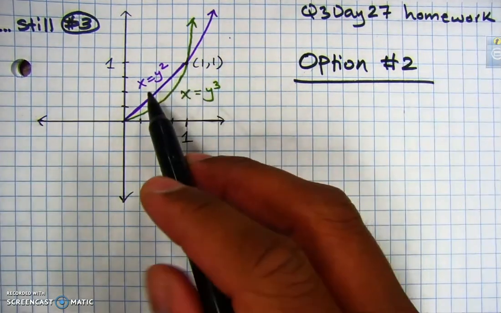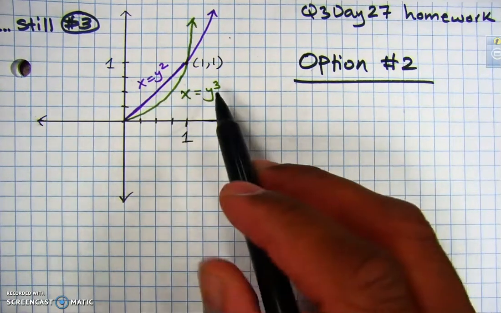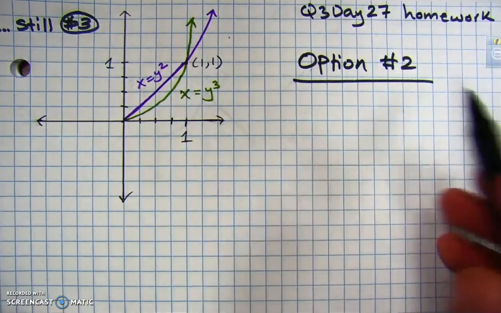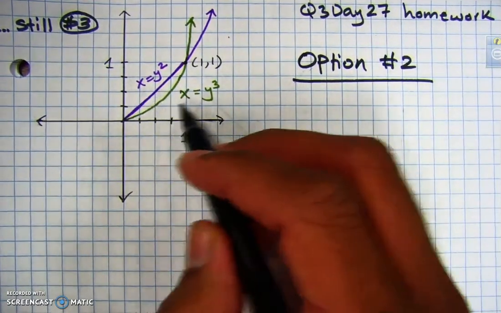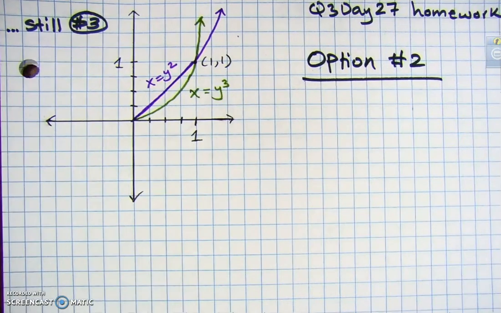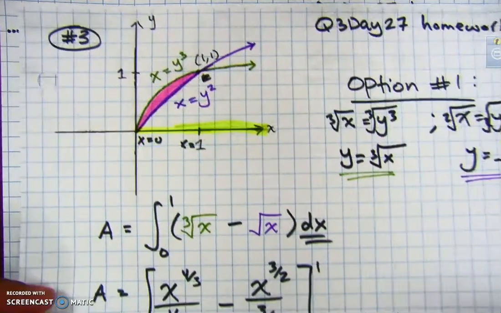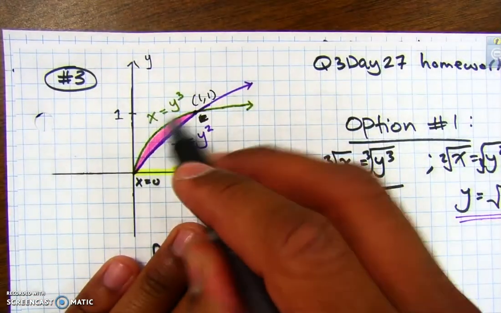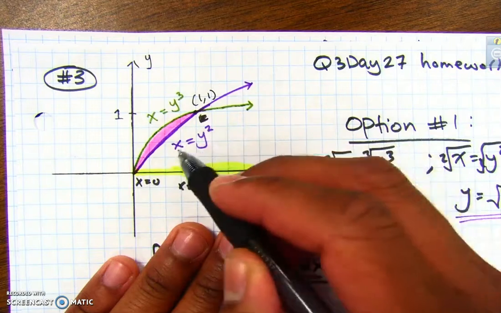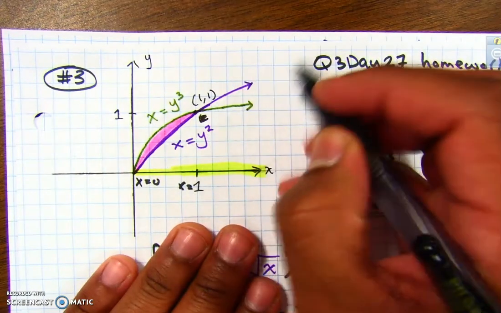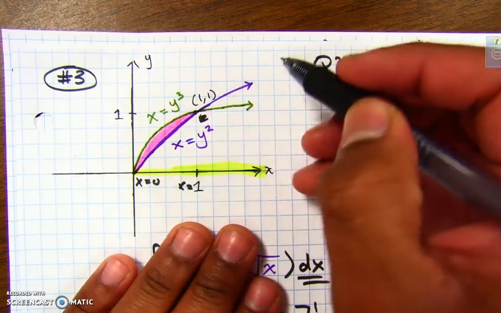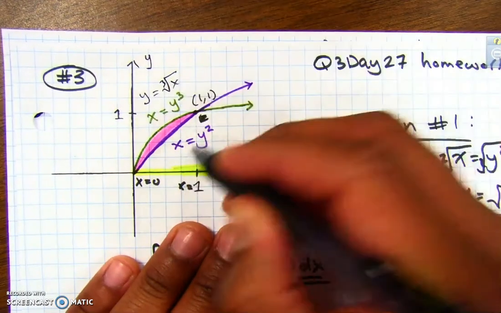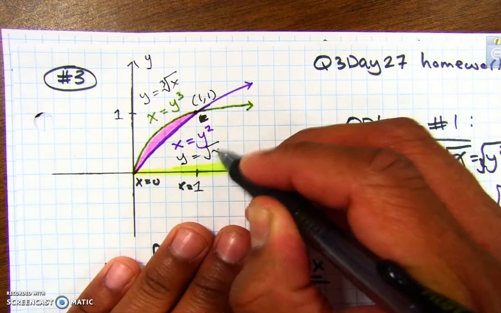Let's say you want to keep this as x equals y squared, and this as x equals y cubed. Well, now we have to graph the inverse, because although the graph you see in your problem says x equals y cubed is this function and x equals y squared is the purple function, using your graphing calculator, you can check and see that this is actually y equals the cube root of x, and y equals the square root of x.